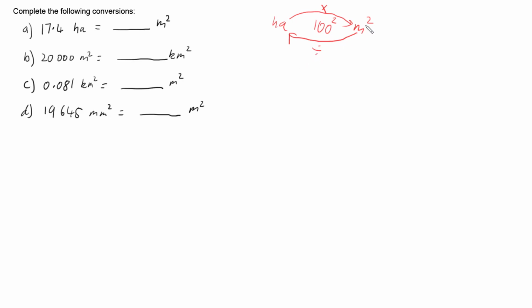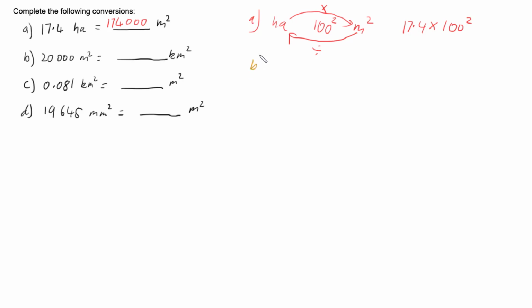So I've got to do 17.4 multiplied by this 100 squared. And 17.4 multiplied by 100 squared is 174,000. So 174,000 meters squared.